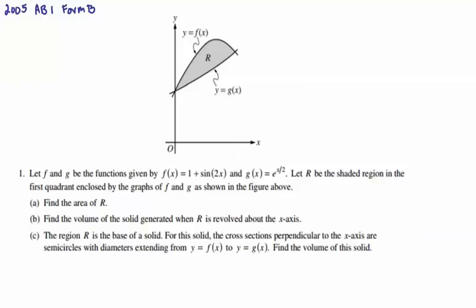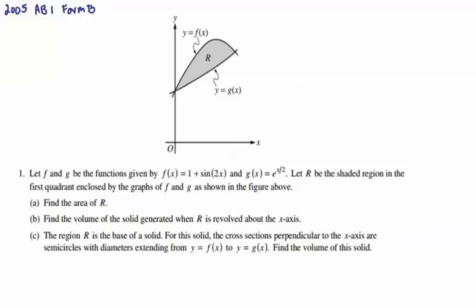In this video, we'll look at 2005 AB1 from the Form B test. It's another area volume free response question. So we have these two functions f of x and g of x defined as they are in the problem here, and R is the shaded region in the first quadrant enclosed by the graphs of f and g as shown in the figure above.